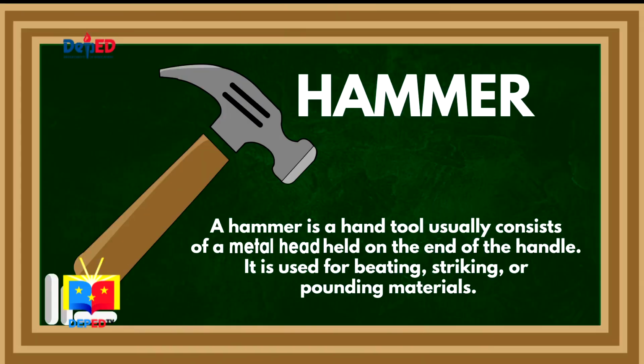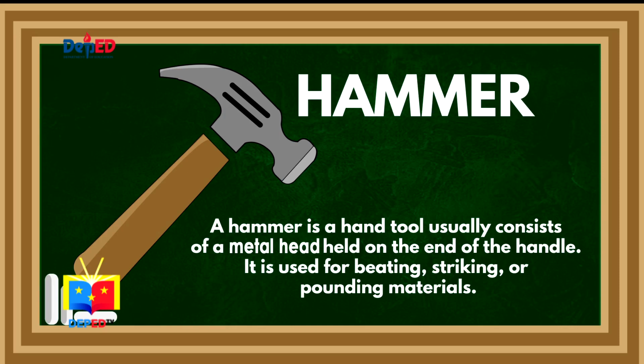In today's lesson, you will learn more about matter by discovering another special property of materials. You will also learn how to classify materials based on whether they could be hammered or not. A hammer is a hand tool which usually consists of a metal head held on the end of a wooden handle. It is used for beating, striking, or pounding materials.